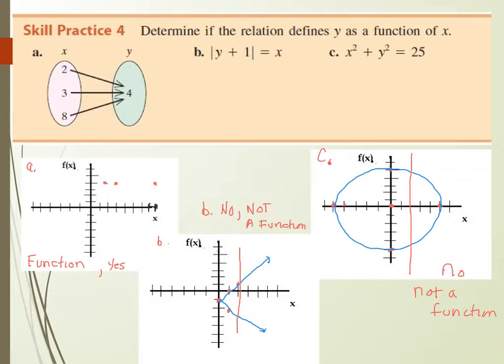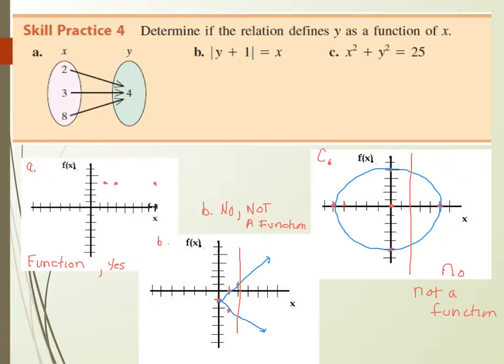So now we look at practice skill 4. Determine if the relation defines y as a function of x. So I went ahead and graphed the functions. I looked at a and I see 3 points. For each value of x, there's really only one value of y. It's 4. So if I had all of the points of y equal 4, it would just be a straight horizontal line. And that is, by the way, a function.